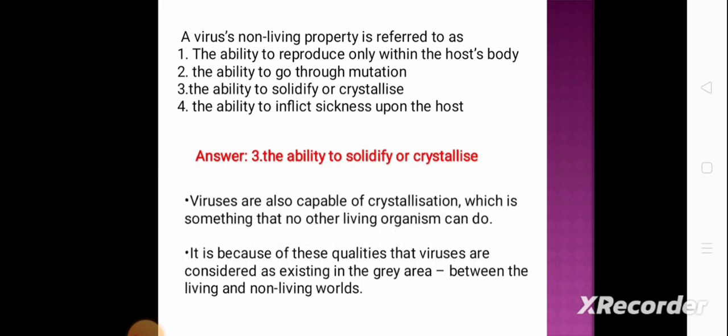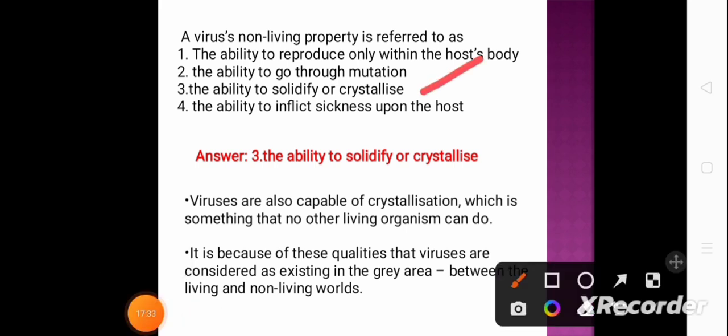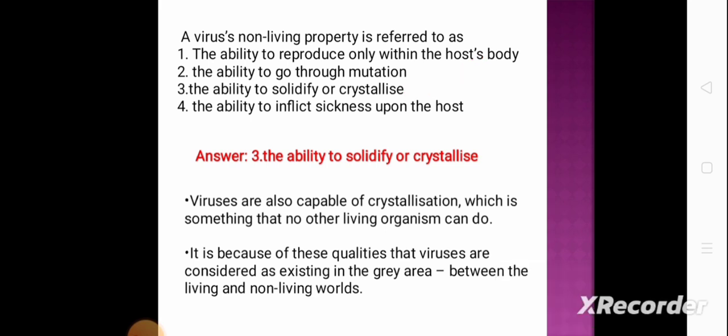Viruses are also capable of crystallization, which is something that no other living organism can do. So it is a non-living property of the virus, because all other living organisms cannot crystallize. It is because of these qualities that viruses are considered as existing in the gray area between the living and non-living worlds.